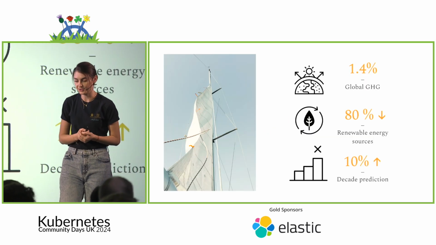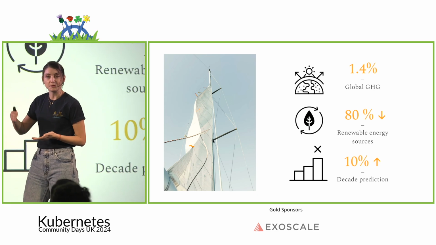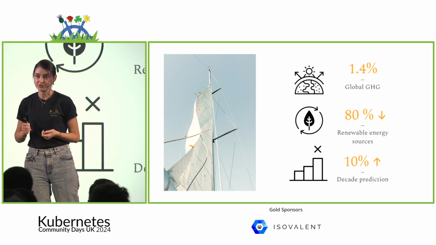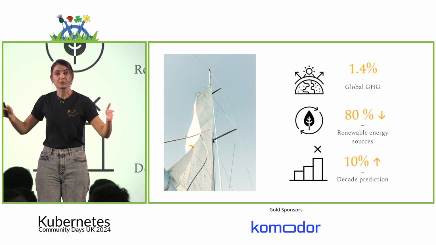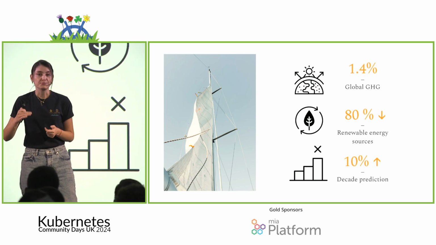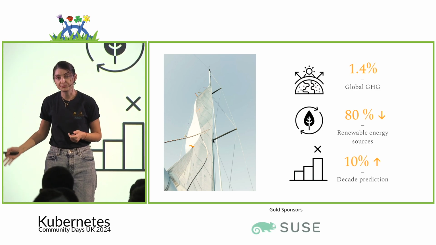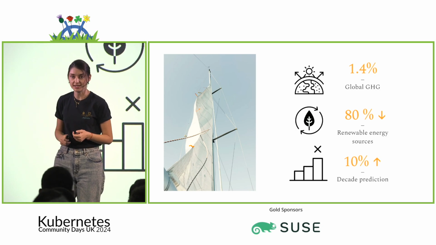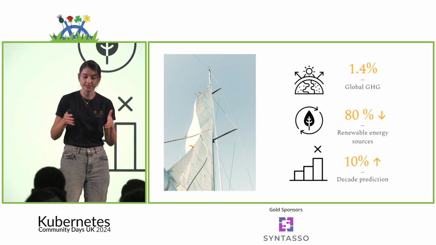And we can see it in numbers as well. Currently, the tech sector is responsible for 1.4% of global GHGs, or greenhouse gas emissions. Now, if the tech sector had moved towards using renewable energy for powering their data centers and infrastructure, the amount of emissions would drop by 80%. However, if no action is taken, this percentage is going to rise to 10% within the next decade. As you can see, the tech sector plays a crucial role in this area.